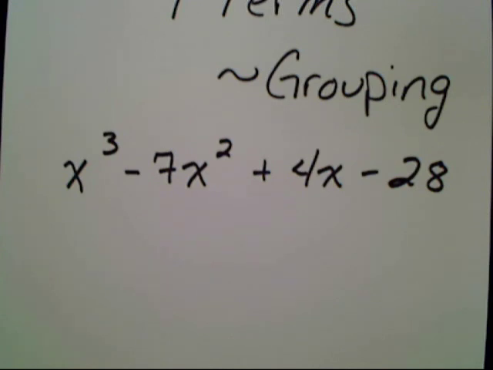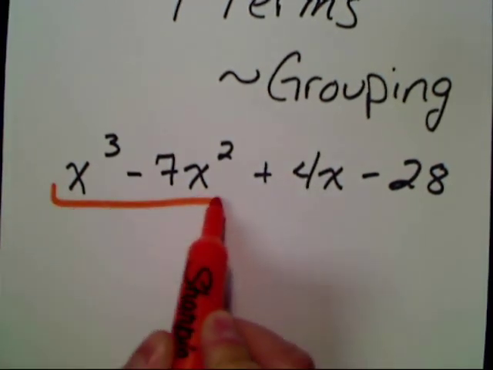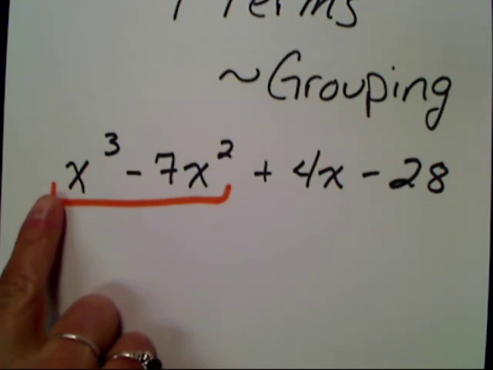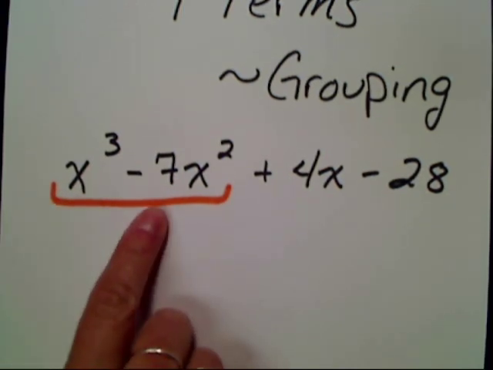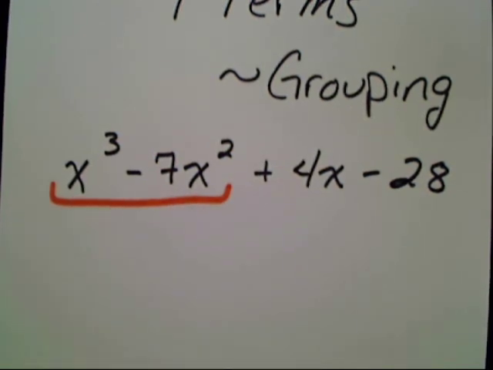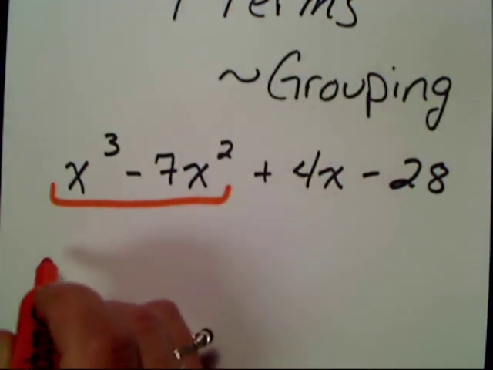So that's when I use the concept called grouping. What I'm going to do is look at my first 2 terms and say, if I just had these 2 terms, what's the greatest common factor there? Once again, I have a 1 in front of the x cubed and the negative 7, so there's nothing common between a 1 and a 7. But I have x's here and here. The greatest common factor with my variables is the smallest exponent, so I have an x squared that's common.